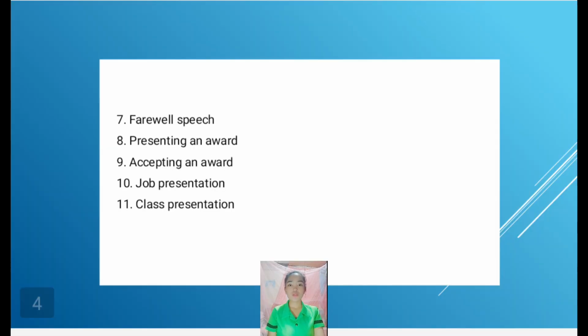And number seven is farewell speech. This happens when someone resigned in an organization or in a company. And number eight is presenting an award. Number nine, job presentation. And number 11 is class presentation. Class presentation is under a speech, or it is also a speech because if you are reporting or you are presenting something, you are giving information to the class or to your colleagues.